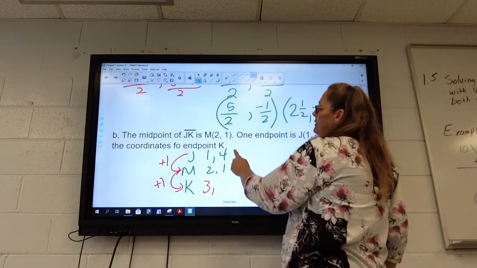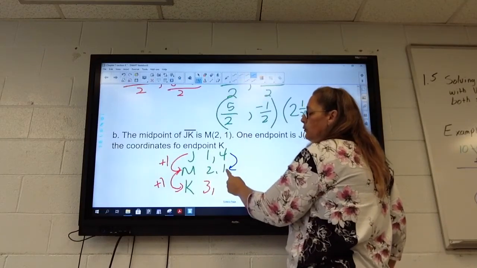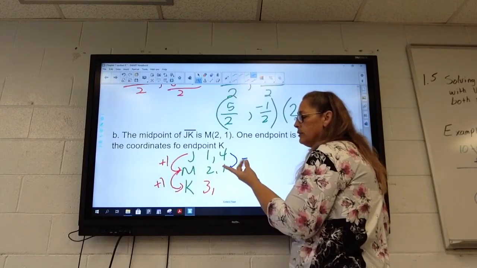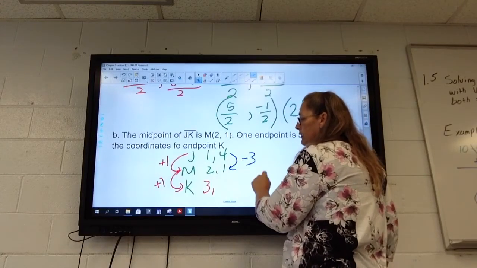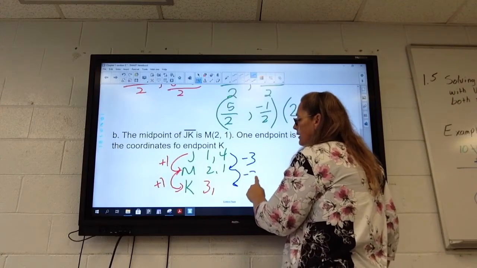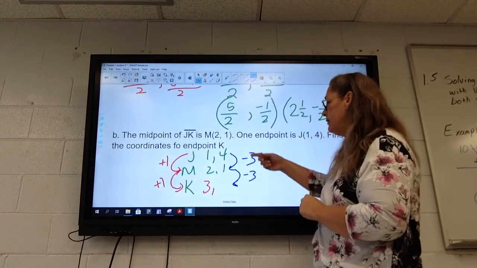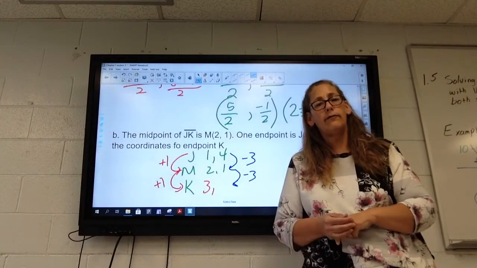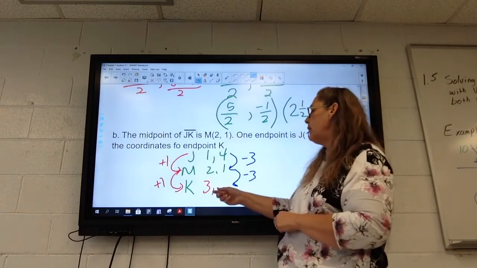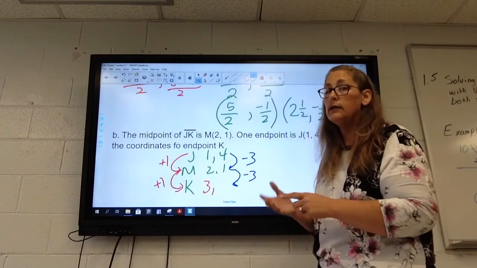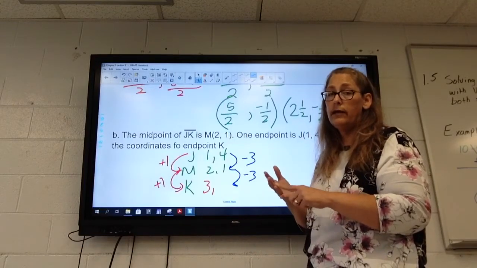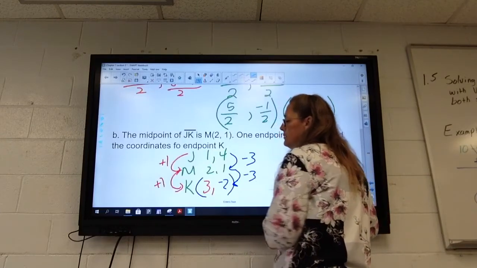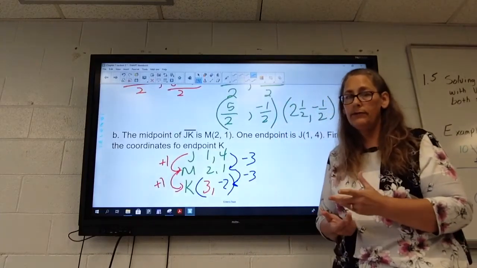When I look at the y's, from 4 to 1, it got smaller, so I'm going to subtract. So 3, 2, 1, I subtracted 3, so I've got to subtract 3 again. These numbers have to be the same. That's what makes it the middle point. It's halfway between them. So 1 minus 3 is 0, -1, -2. This is the coordinates for K. That is the endpoint for K.